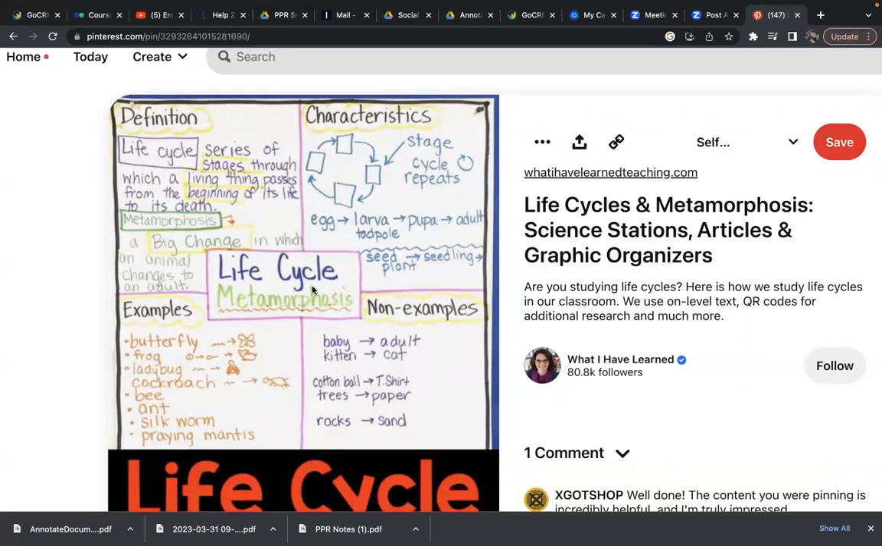So here's one that shows you life cycle metamorphosis. Shows all of it here.